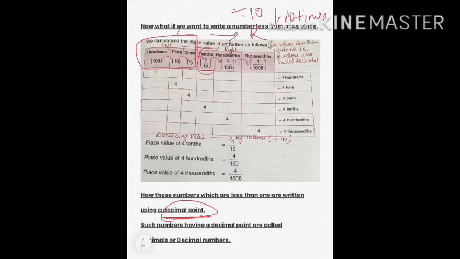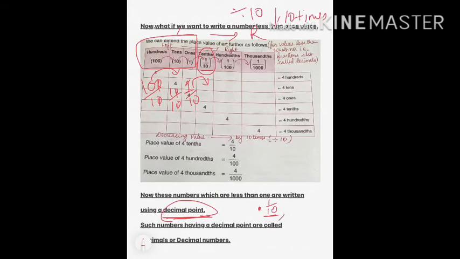So the value of the first number after the decimal point is 1 upon 10th. As we are dividing, here we have divided 100 upon 10, so we got 10. Then we have divided 10 upon 10, so we got 1. Now we are dividing this again by 10, so we got the place value of the first digit after the decimal point.